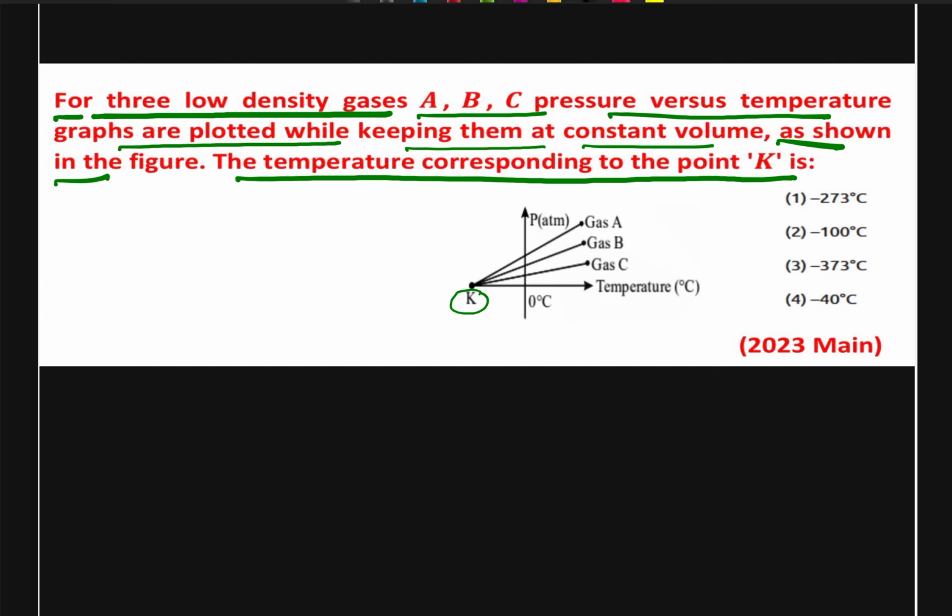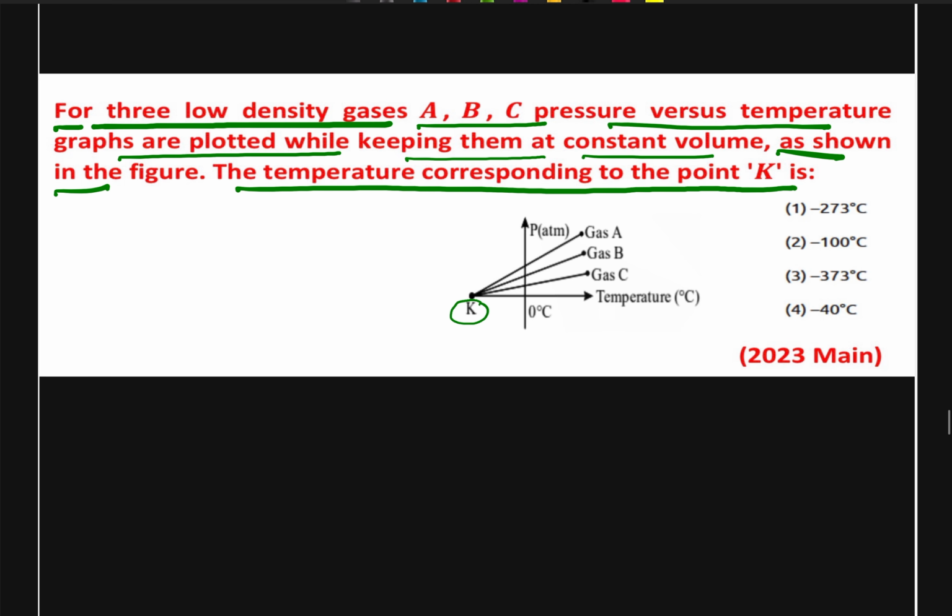Okay. So we are given that it is at constant volume. So we can say that we can use the ideal gas equation.